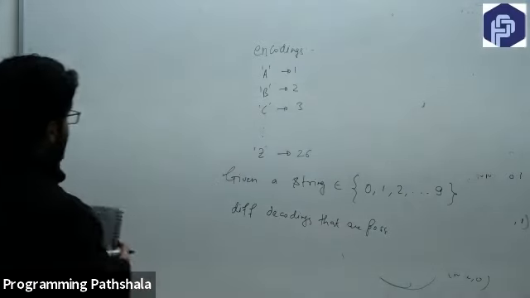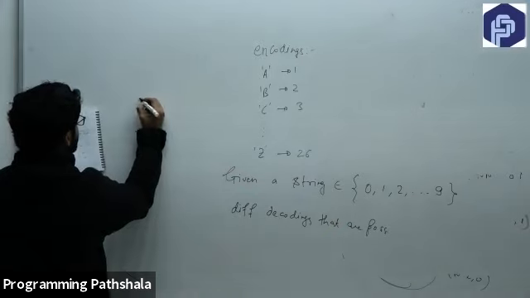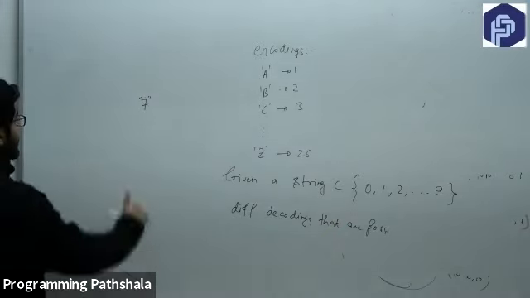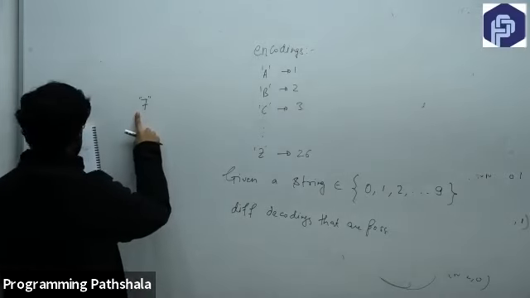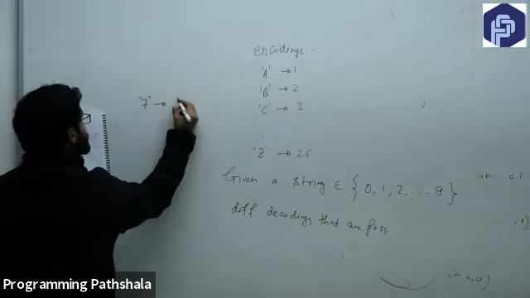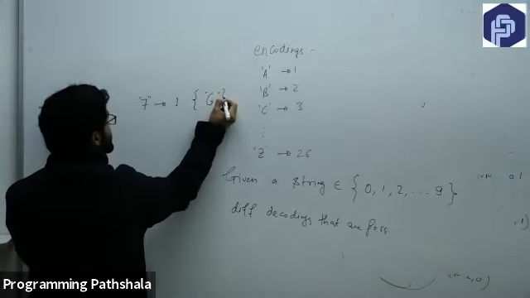So let me take an example. So let's say my string is just 7. If my string is just 7, I can be pretty sure that, hey, this 7 was for G, A, B, C, D, E, F, G, G is for 7. So there is just one decoding possible, and that one possible decoding is just G.